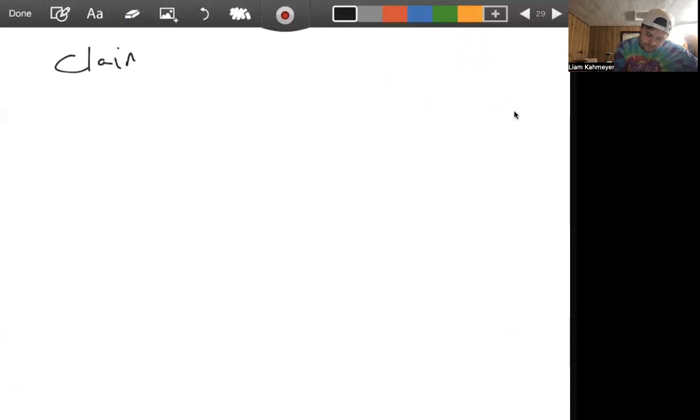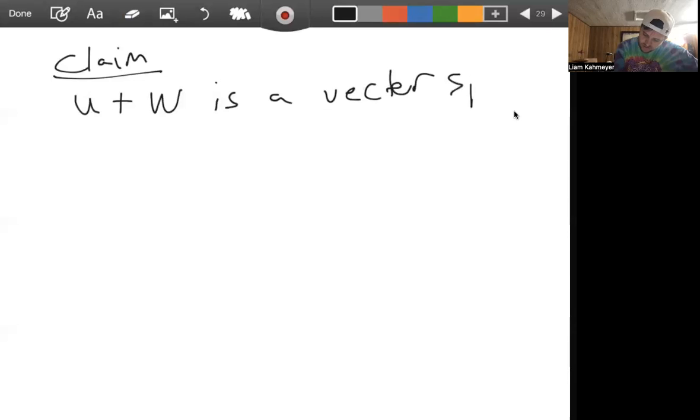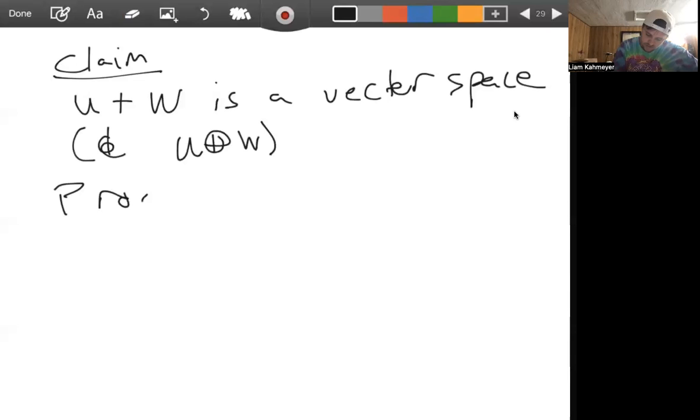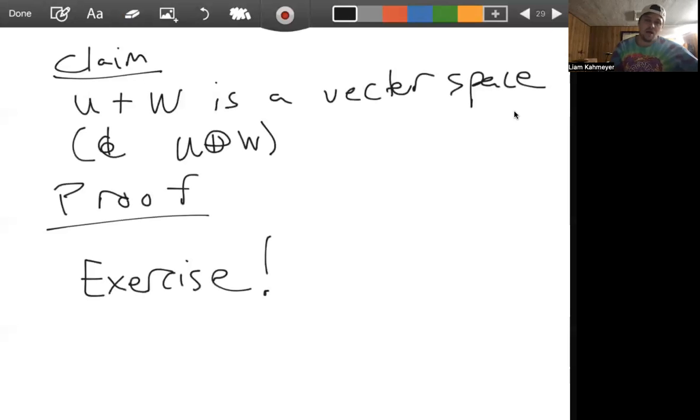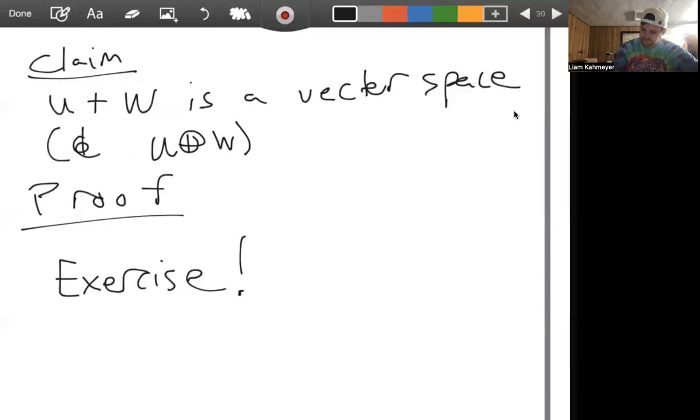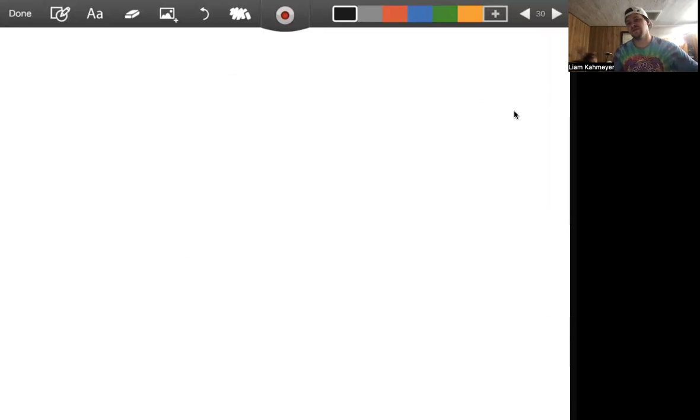So the first claim is that U plus W is a vector space. And the direct sum, U plus W. Proof. This is an exercise. I want you guys to prove this. This is a very good thing if you can, right? So you assume that U is a vector space and that W is a vector space, and I want you to prove that U plus W is also a vector space. So the sum of two vector spaces is a vector space.